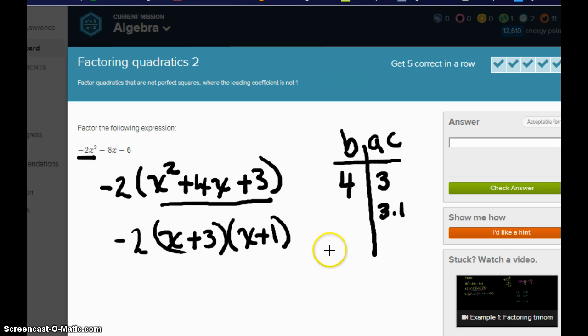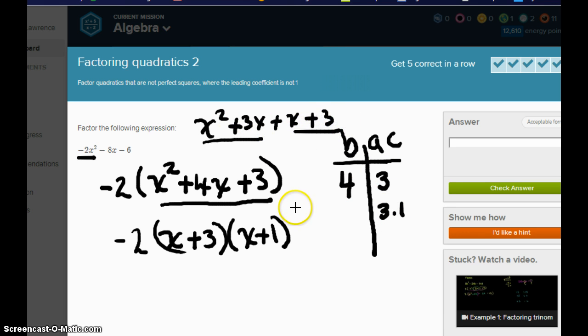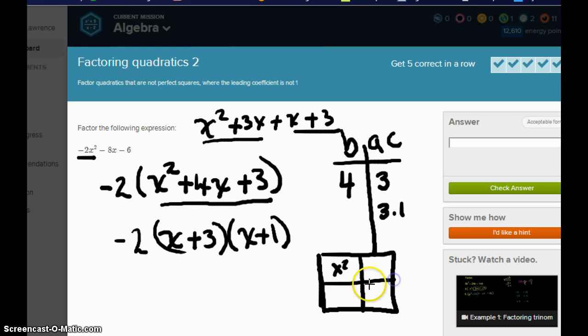And if you're confused about how I got there so quickly, then please either go in and do the grouping method, which breaks it into x squared plus 3x plus x plus 3 and group and see how I got that, or use the box method, which I'll actually show you one more time. We have our x squared, we have our 3x, we have our x, and we have our 3.